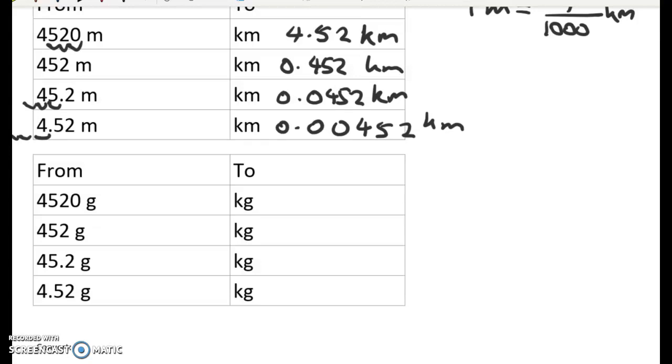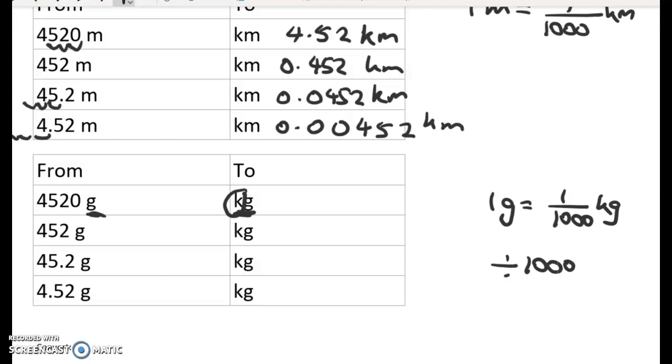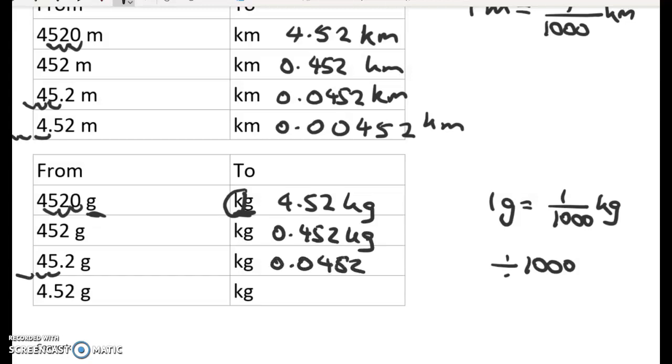Now, lastly, we're looking at grams to kilograms. So these are measures of weight, but again, all we care about is that prefix, which is kilos. So 1 gram is equal to 1,000th of a kilogram. So we're dividing by 1,000. So moving back 3 place values gives me 4.52 kilograms, 0.452 kilograms, 1, 2, 3, 0.0452 kilograms, and lastly 0.00452 kilograms.